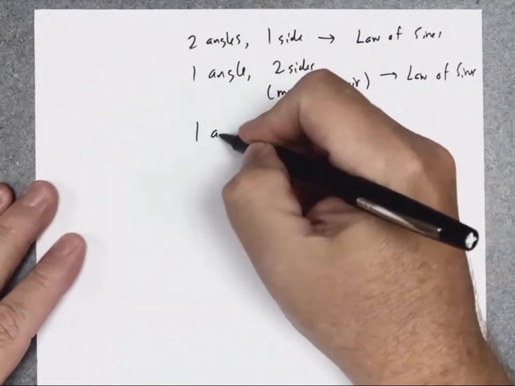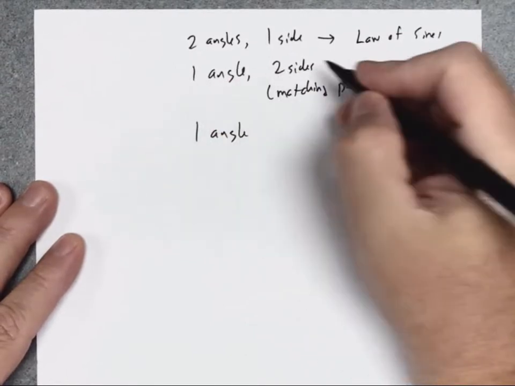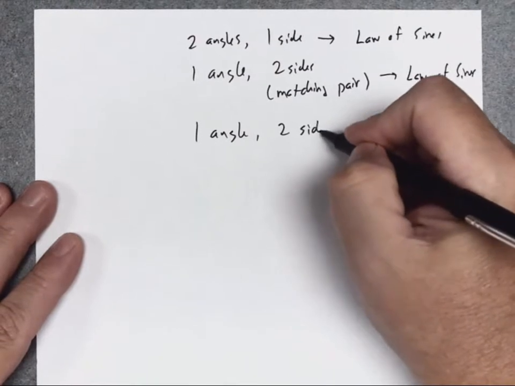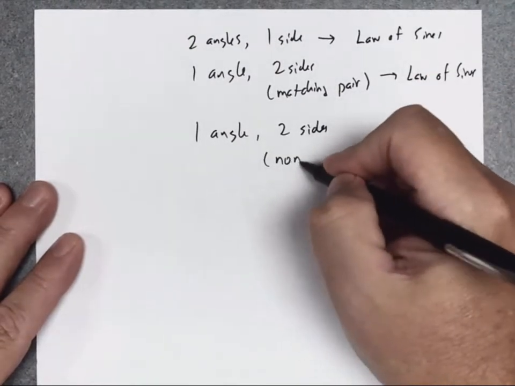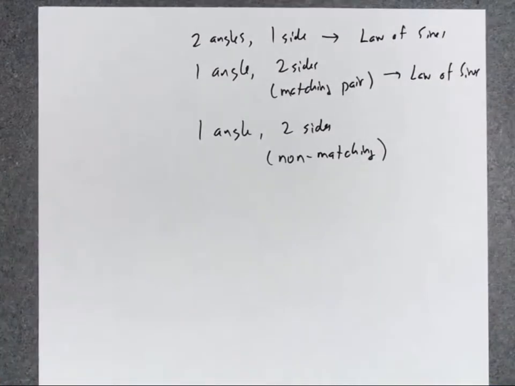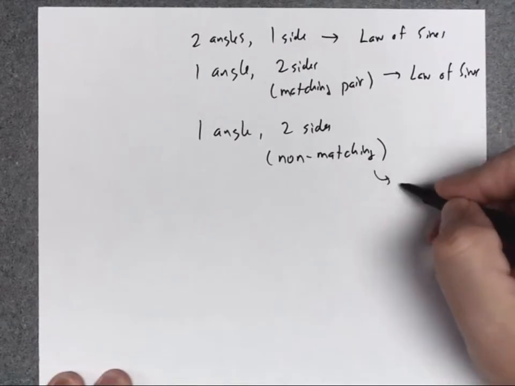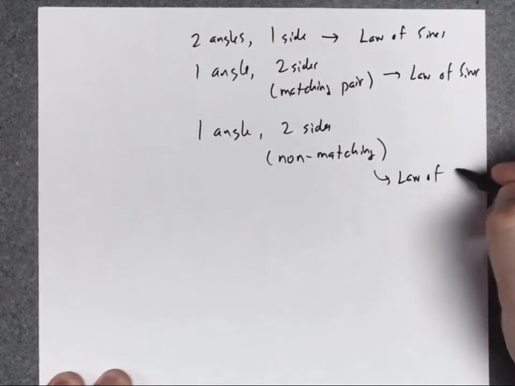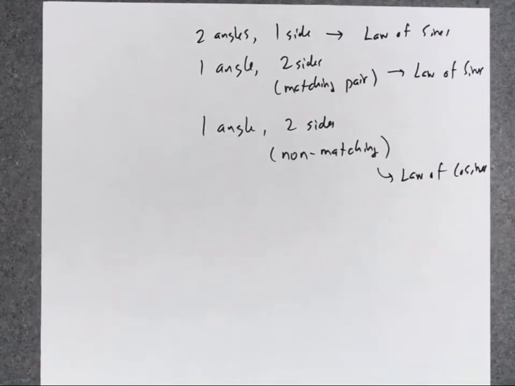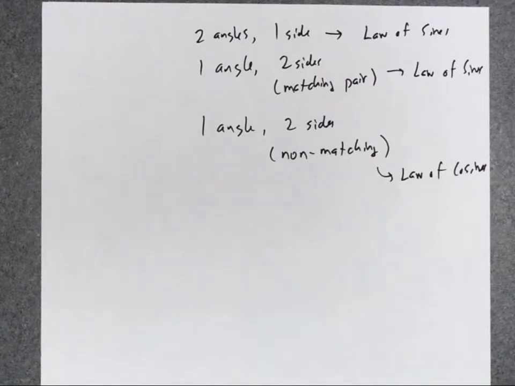Now we're going to look at the same setup, one angle and two sides, except the difference is we don't have any matching pair. And in this case, we have to use Law of Cosines, which we've not really talked about yet. So let's go ahead. There are three different parts of the Law of Cosines according to what information you have.